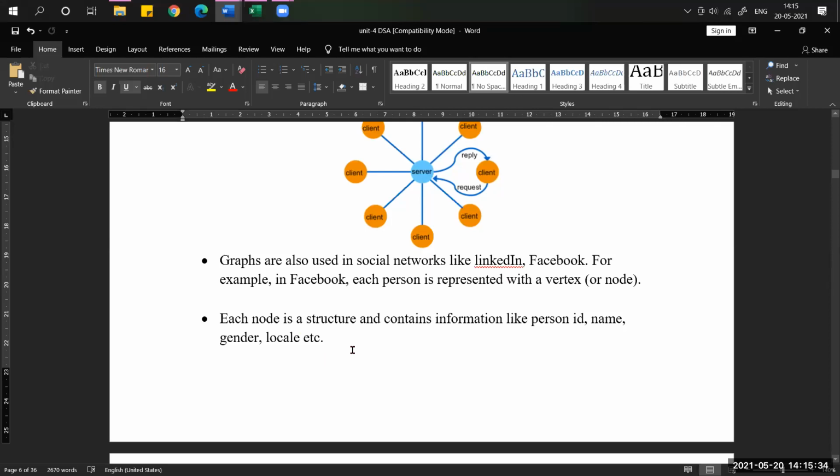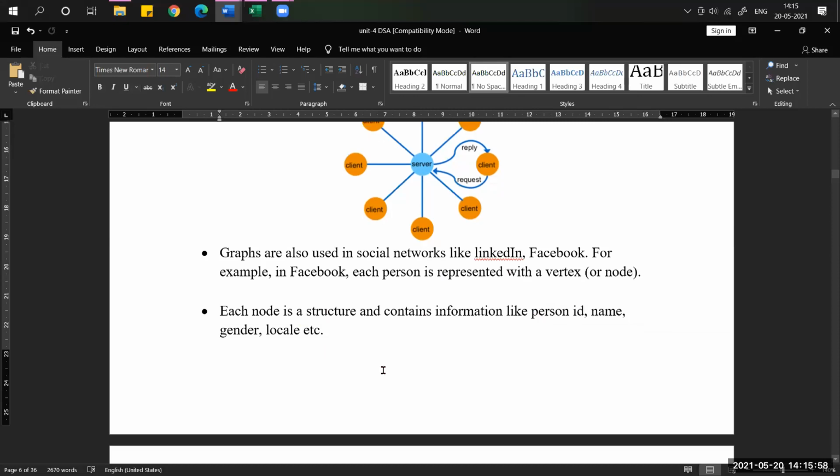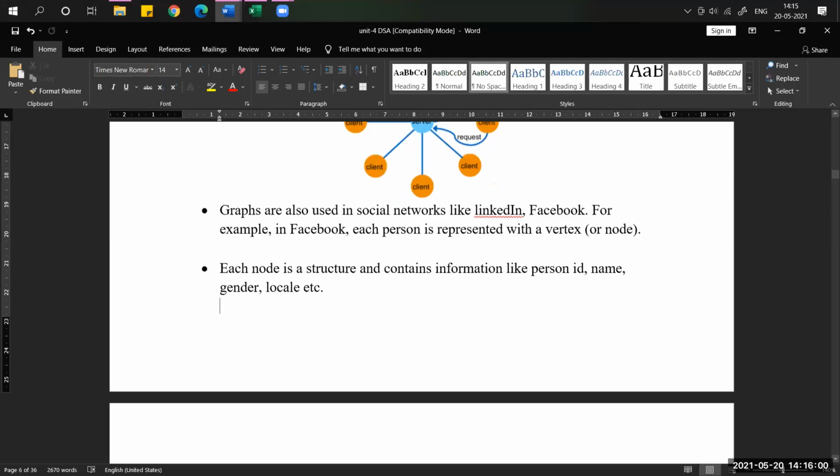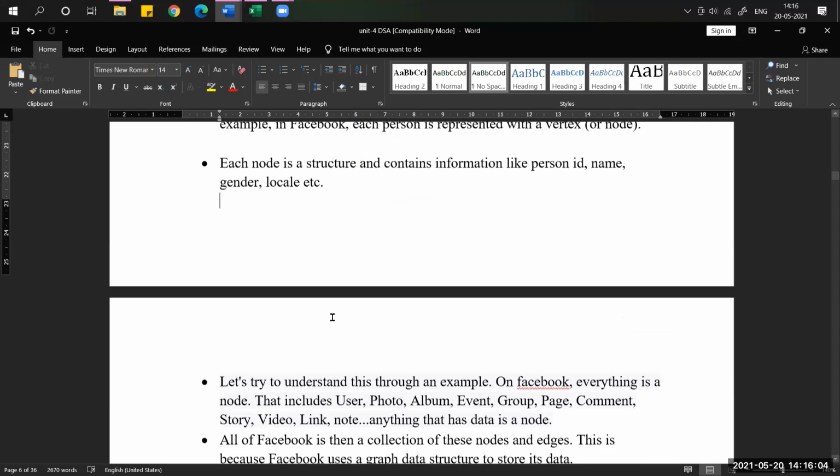For example, if you take a singly linked list, the node contains two fields, right? What are those two fields? Data field and link field. In the same way, every node contains some fields, such as person name, person ID, gender, mail ID, like that. To represent that data also, we use the graph concept.